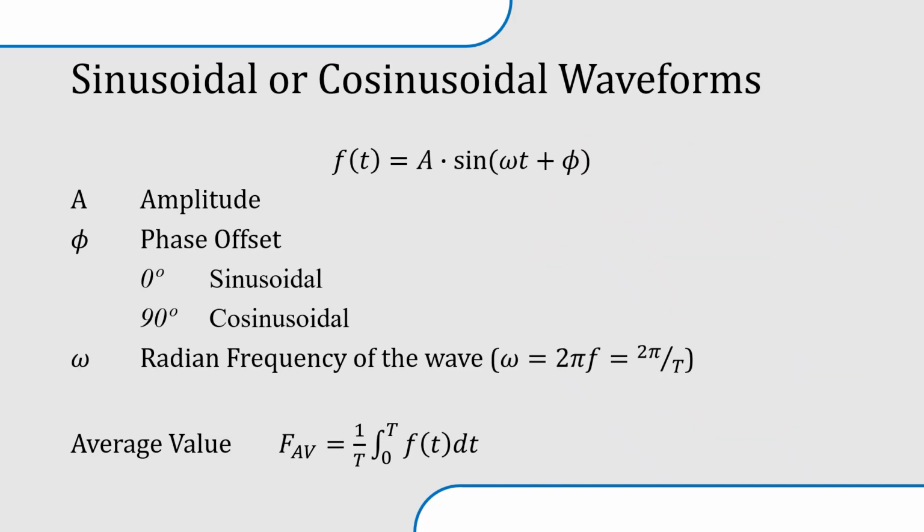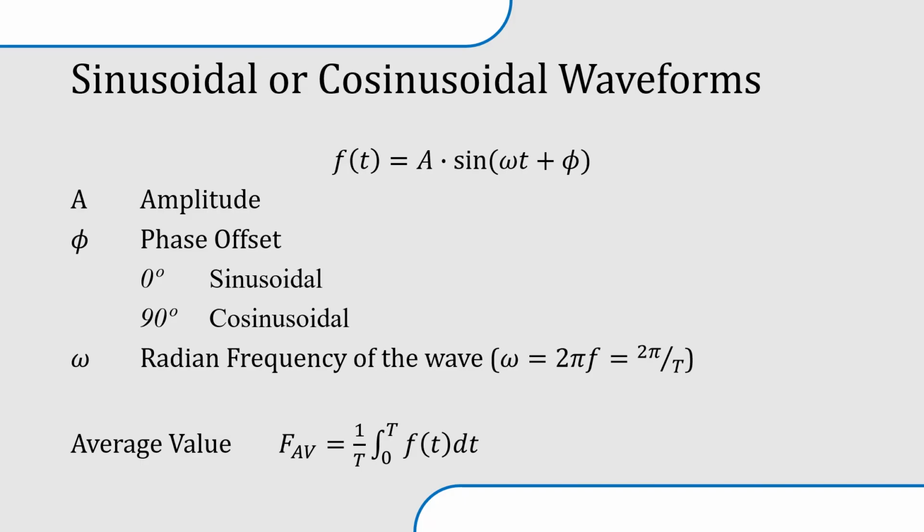Sinusoidal or cosinusoidal waveforms can be described by the following formula. Within this formula, we have the amplitude of the waveform, A, and the phase offset, which is the symbol phi. If the offset is 0 degrees, we would get a sinusoidal waveform as a result. And if we had a 90-degree phase offset, this would result in a cosinusoidal waveform. The omega is also known as the radian frequency of the wave, and can be identified by 2 pi times the frequency, or 2 pi divided by the period T.